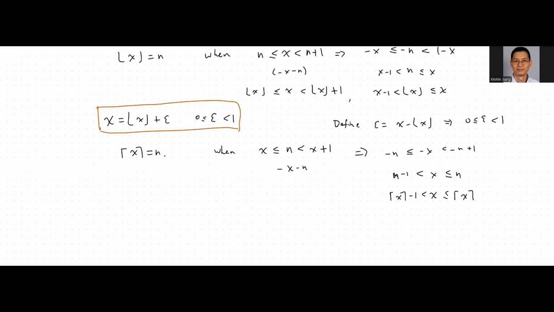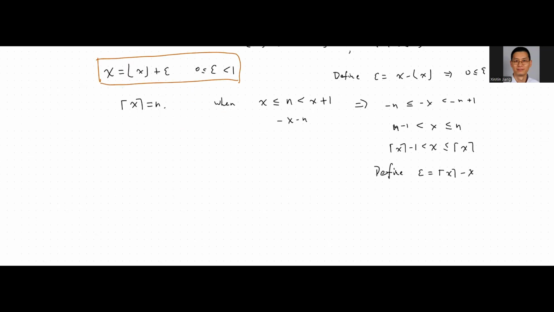So I define epsilon to be x minus the floor of x, which is always greater than or equal to 0. Or the ceiling minus x. So I can get epsilon is strictly less than 1, greater than or equal to 0 again. You can see from this inequality.